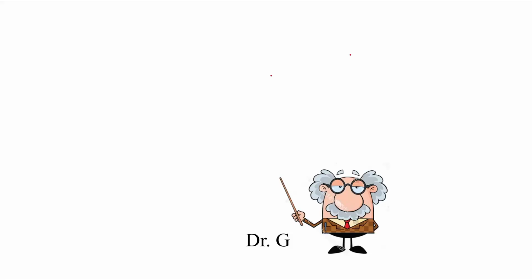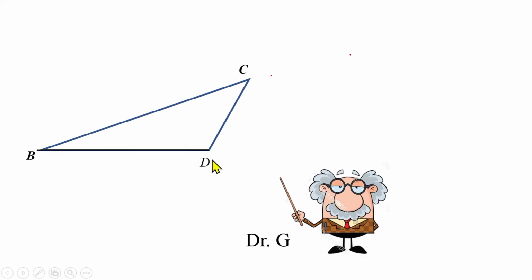Hello. Today we consider the following problem. Given is triangle BCD with angle C equal 45 degrees and obtuse angle D. Also we know the length of the side BD, which is equal 5.